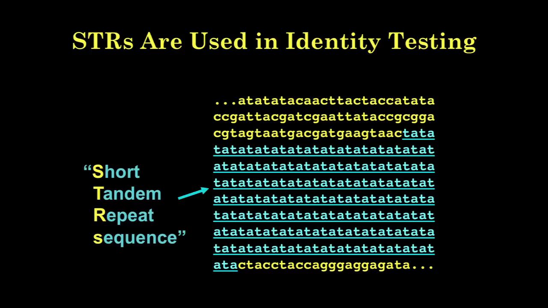So I had mentioned already STRs. STRs are used in identity testing. These are short tandem repeat sequences. So if you look at this slide, what is shown in blue is the repetition of a TA, a TA, a TA many times over. Tandem repeat, TA, TA, TA. There are variations that exist throughout the human genome in tandem repeats.